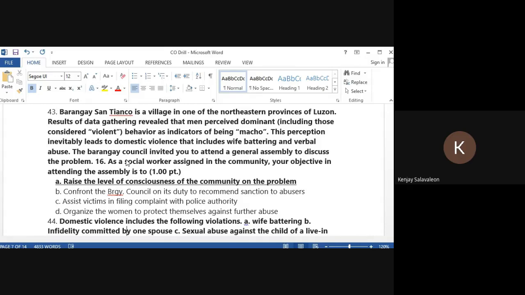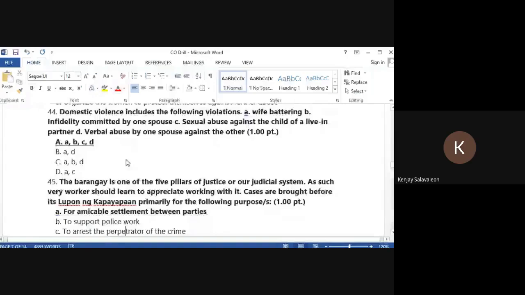Okay, 44. Domestic violence includes the following violations. A, wife battering. B, infidelity committed by one spouse. C, sexual abuse against the child of a live-in partner. D, verbal abuse by one spouse against the other. So all of these are included in domestic violence as dictated by the law.